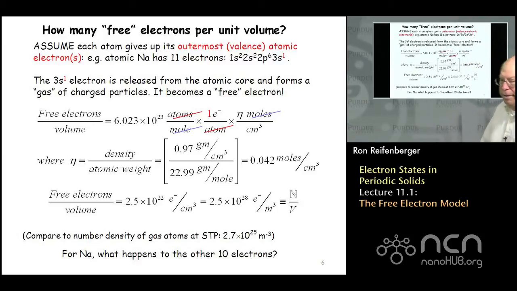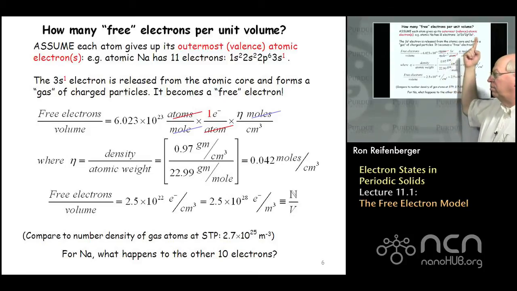So the number of free electrons per unit volume can be calculated as I've shown here. We've got Avogadro's number of atoms per mole. We're saying now that each atom releases one electron, and that one electron, once it's released, is referred to as a free electron.